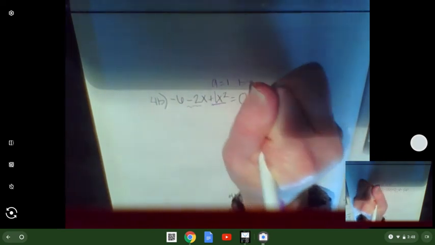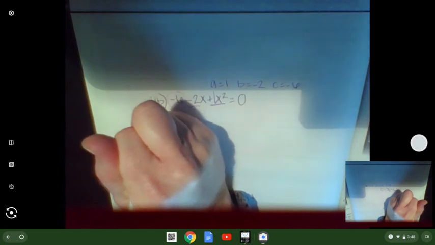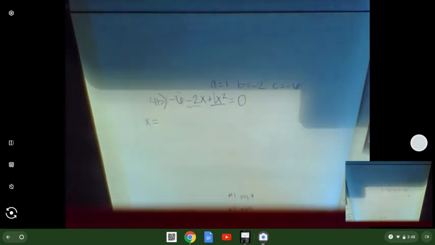Our b happens to be -2. And c is our constant, the number that stands alone, so our c is -6. So plugging it into the quadratic formula, we have x equals the opposite of b.